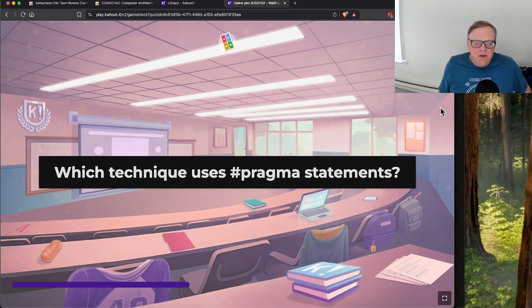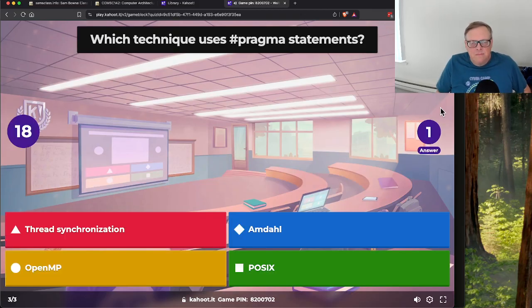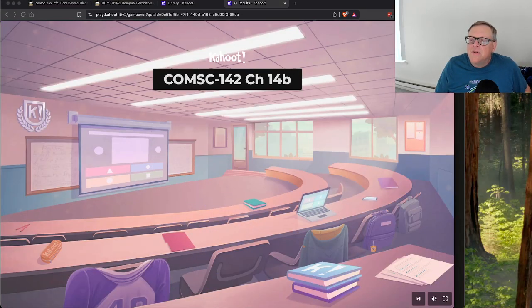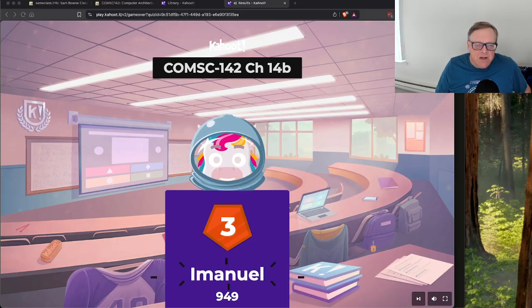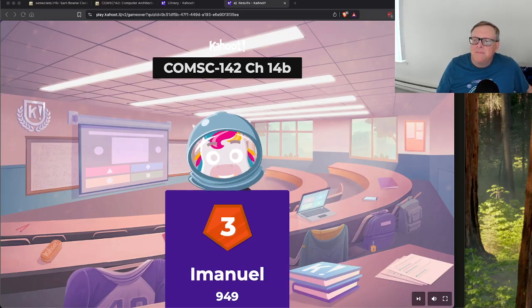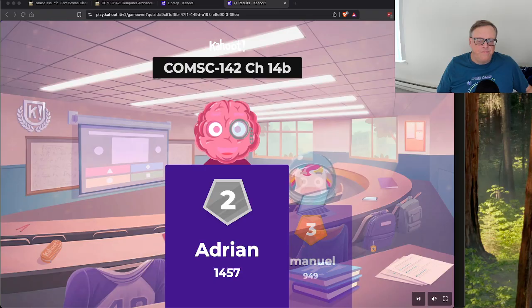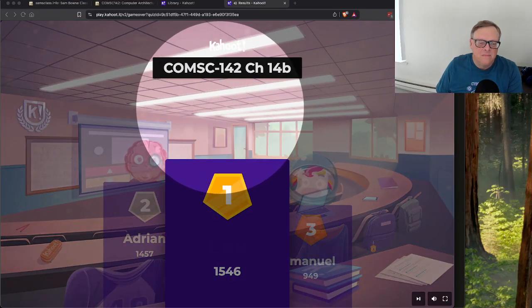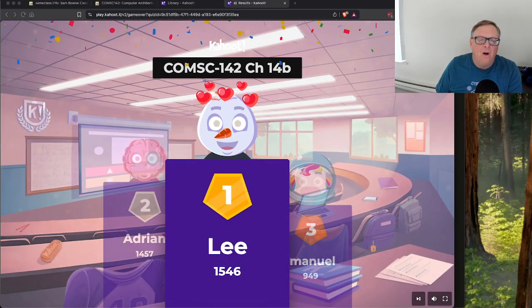All right, which technique uses these pragma statements? Yep, that's OpenMP. All right. So I think there's only 3 contenders, so it's not a surprise who's winning. All right, good.